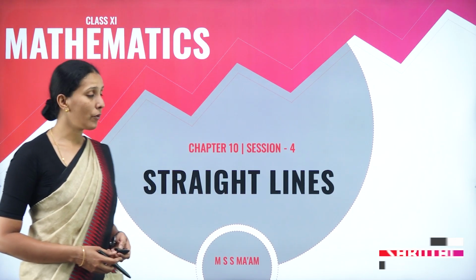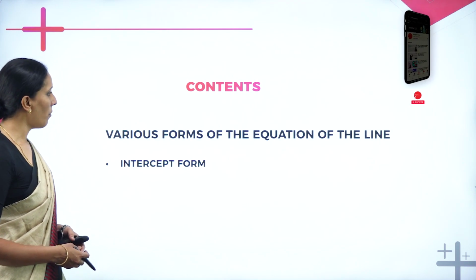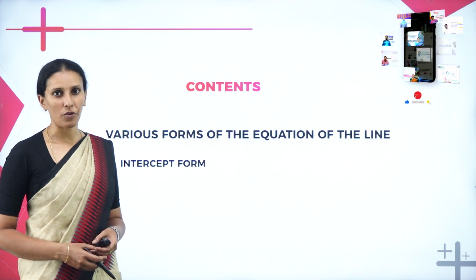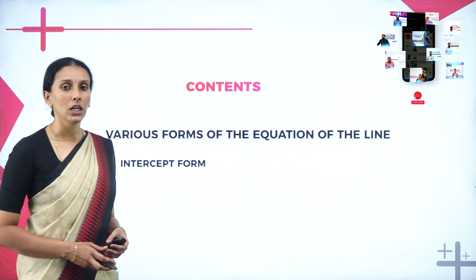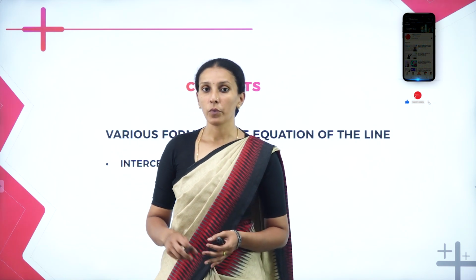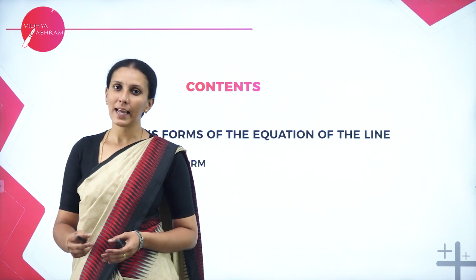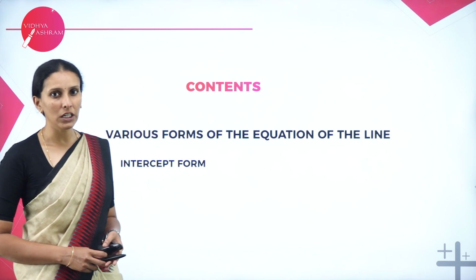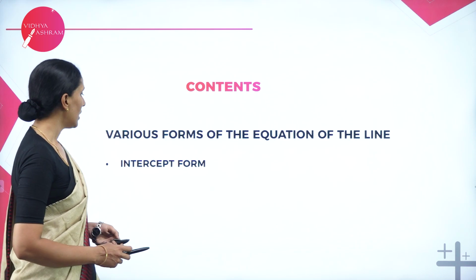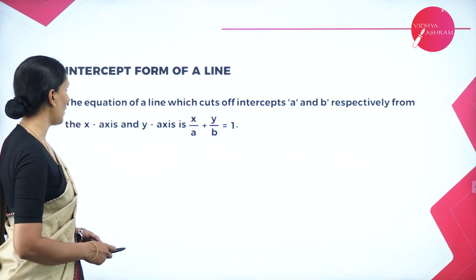In this session, we are going to study another form of an equation of representing a line, that is the intercept form. In the last session, we learned the point-slope form, two-point form, and slope-intercept form with respect to y-intercept as well as x-intercept. Also, we learned the equations of horizontal and vertical lines. So let us see the intercept form of the equation of a line.